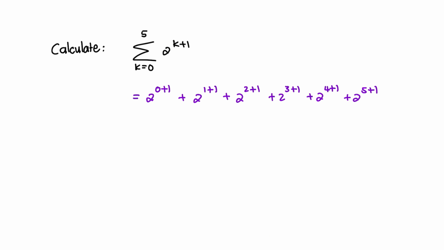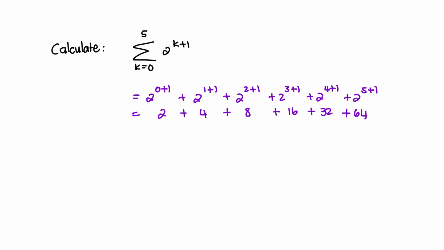And where that comes from is the lower limit here refers to our first substitution for k. And we will substitute all of those values of k with 1, 2, 3, 4, all the way to 5. And the reason why we stop with 5 is because that is the upper limit of our sigma notation.